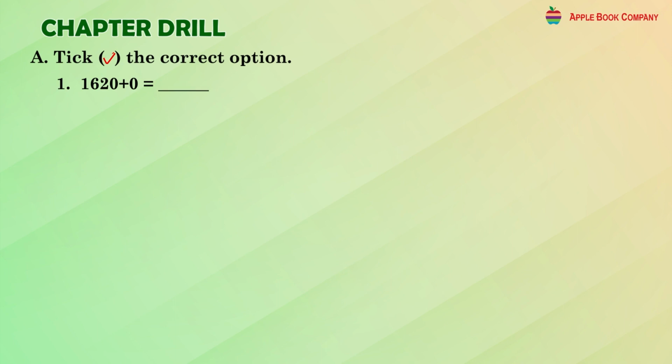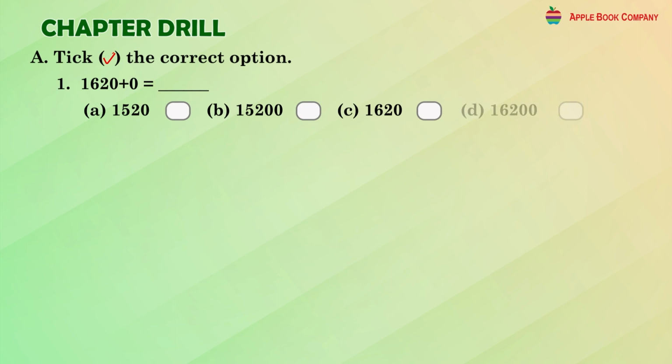Chapter drill. Tick the correct options. 1620 plus 0 is equal to how much? The options given to us are 1520, 15,200, 1620 and 16,200. The total of 1620 plus 0 is 1620, which is option C.